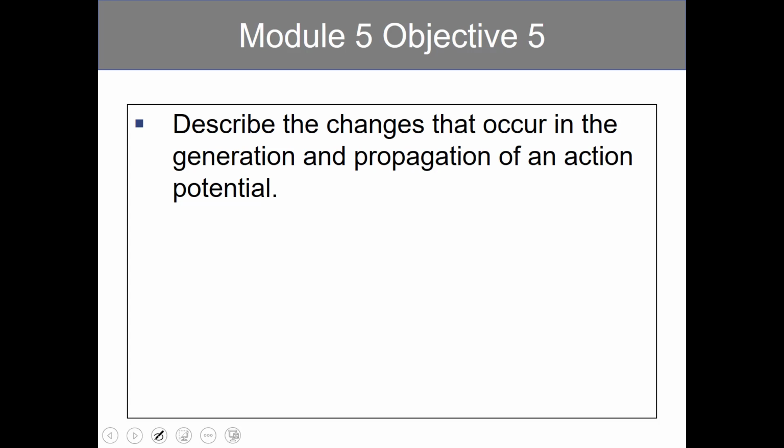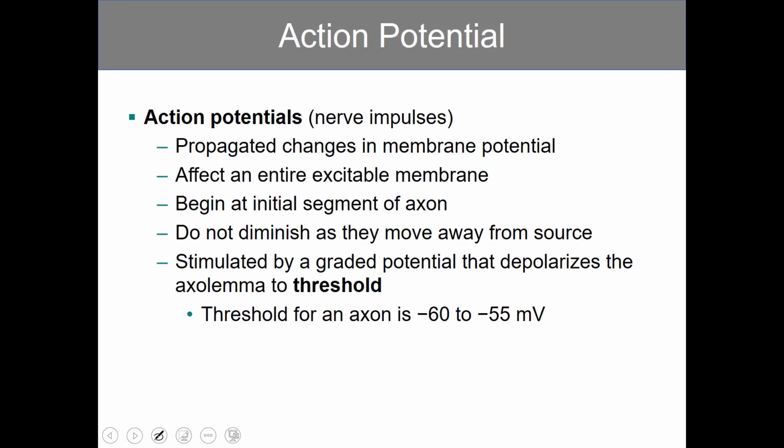Module 5, Objective 5: describe the changes that occur in the generation and propagation of an action potential. Action potentials are nervous impulses or electrical signals that are propagated along the cell membrane, particularly down the axon. So they're propagated changes in the membrane potential that affect the entire excitable membrane, beginning at the initial segment of the axon, moving down to the axon terminal.